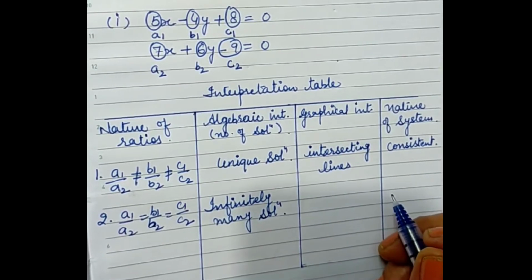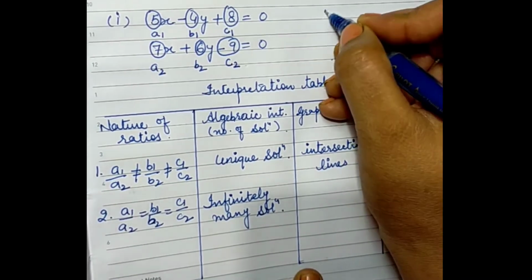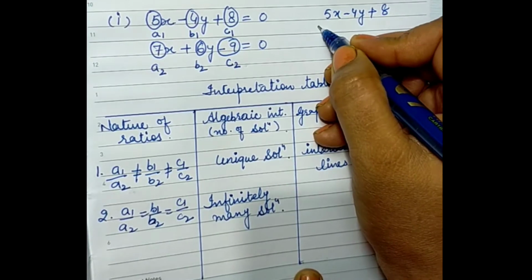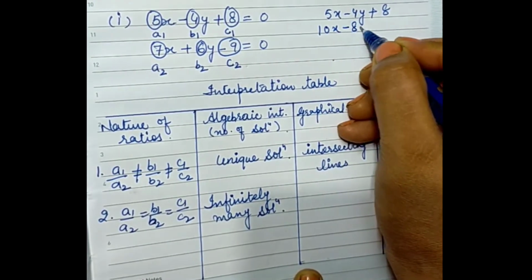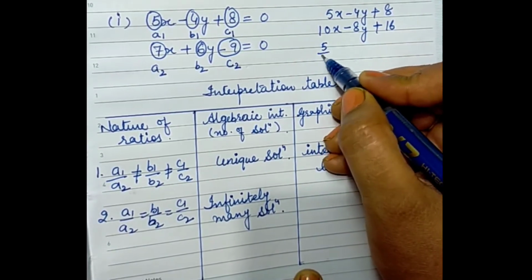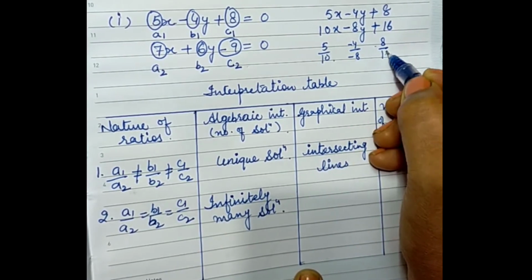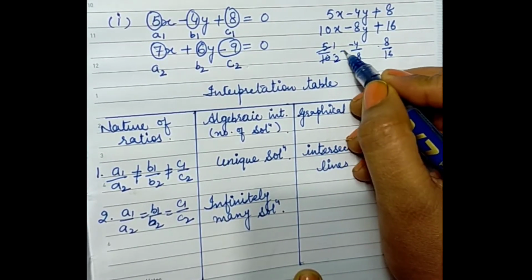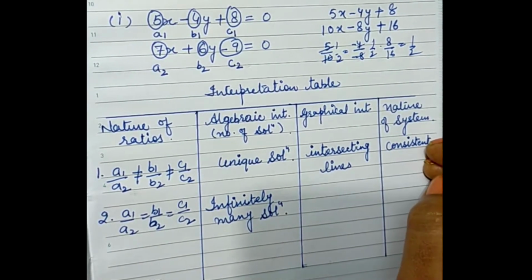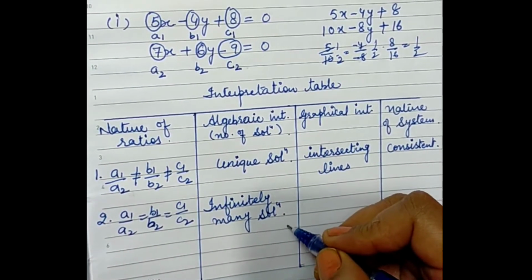You will get such equations in which you will get the same ratio. If I take 5x minus 4y plus 8 here, and 10x minus 8y plus 16 here, you can see 5 by 10, minus 4 by minus 8, 8 by 16. All the time we got 1 by 2, 1 by 2, 1 by 2. So in such cases where all the ratios are the same, we get infinitely many solutions.